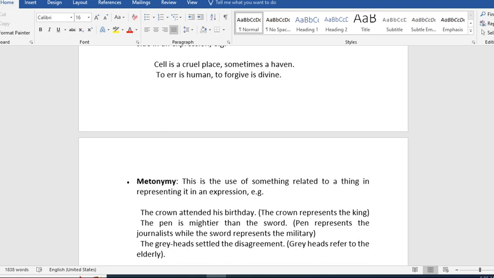Now, let's look at the examples. Cell is a queer place. Sometimes a haven. We all know a cell. Say, cell is a queer place, sometimes a haven. If you say it's a queer place, that's a place that's not convenient for human habitation. Yeah? But you say sometimes a haven. Those expressions are contradictory. What do you mean by sometimes a haven? A haven is somewhere that is pleasurable for people's human habitation. This is quoted from the poem that is written about the Nigerian Civil War.